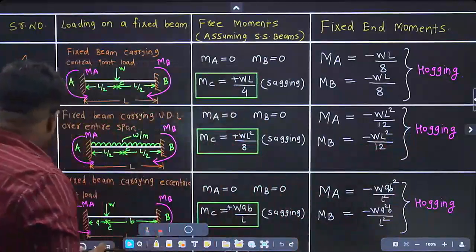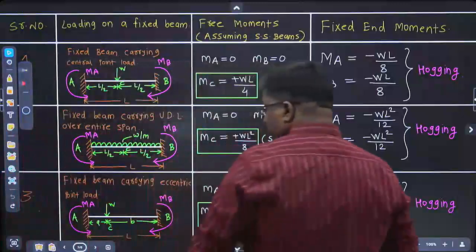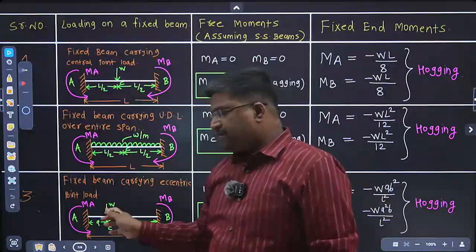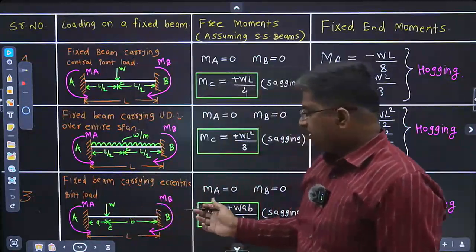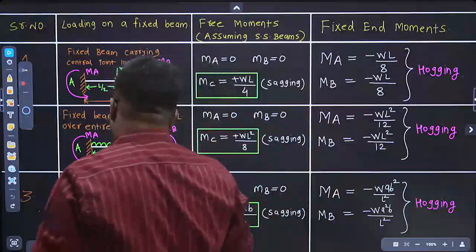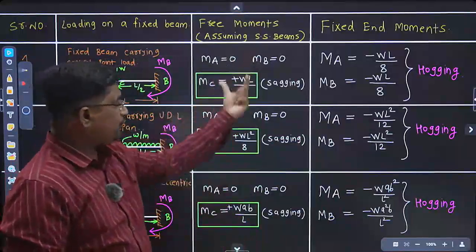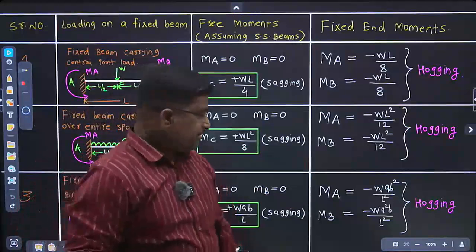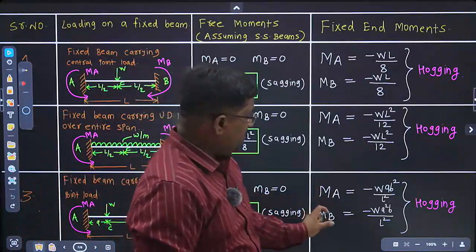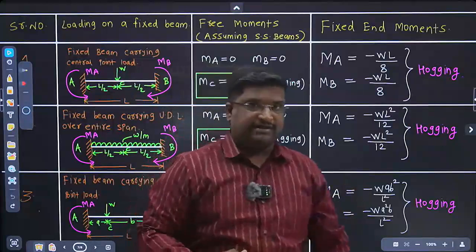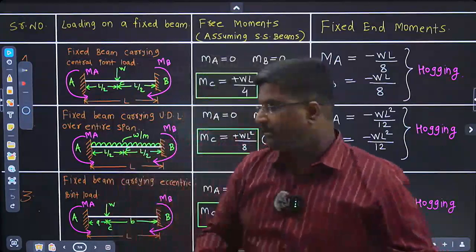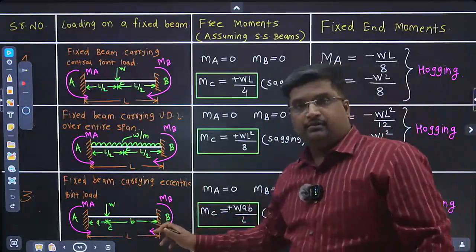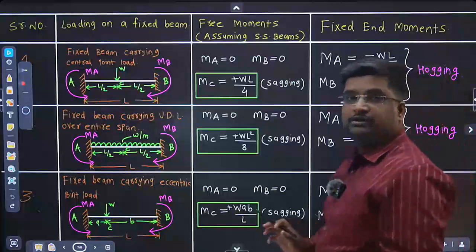Right? Now, third case, it is eccentrically loaded. This is not symmetrically loaded. W is acting at a distance of A meter from left support and B meter from right support. For this, free bending moment at C is WAB upon L. Free bending moment is always positive, and it is denoted by small m. Capital MA, capital MB, both are different this time because it is not symmetrically loaded. Capital MA is minus WAB square upon L square, and capital MB is minus WA square B upon L square.